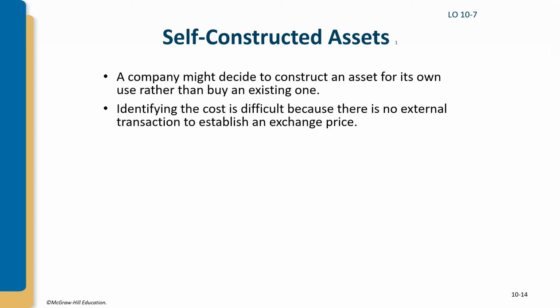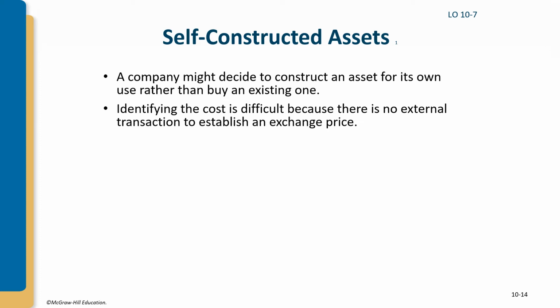All right. So that is non-monetary exchanges when you purchase an asset with another asset. And for the most part, you're not paying any cash. I mean, some of it is in cash, but not always. Sometimes you just exchange assets. Now our final area is self-constructed assets. So a company might decide to construct an asset for its own use rather than buy an existing one.